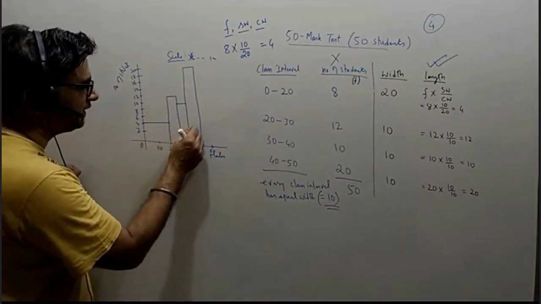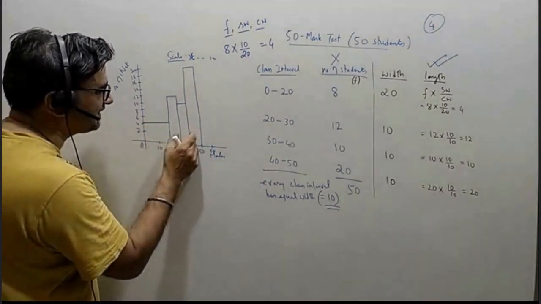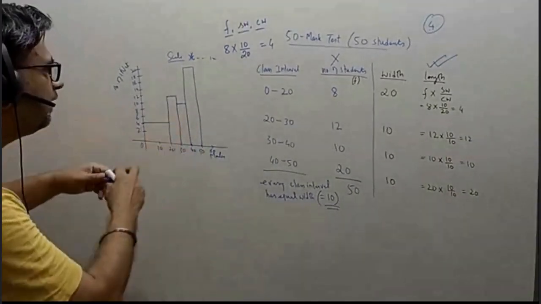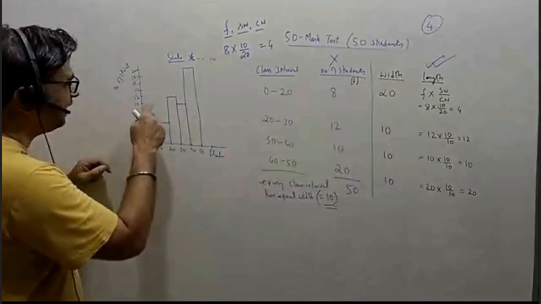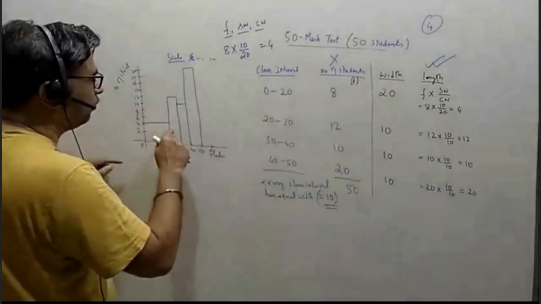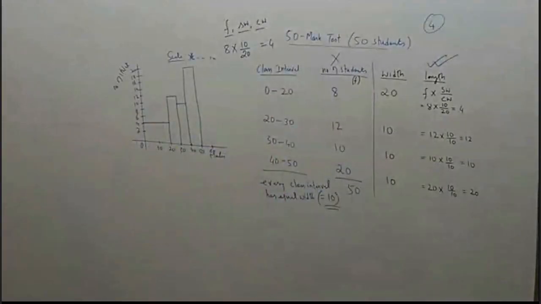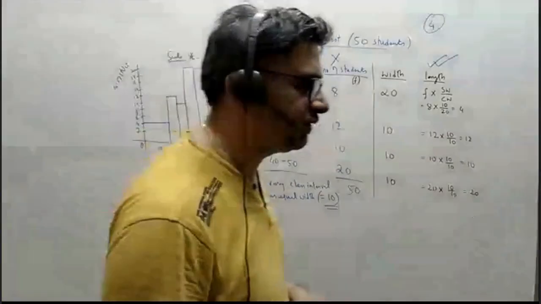You can see that in this case, these three have widths of 10. And because this width has doubled, we are not taking 8 anymore. We are taking 4. This is going to be the height. Is this making sense to everyone?